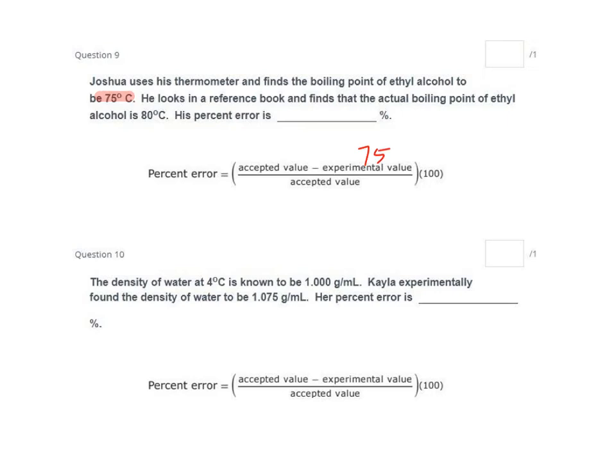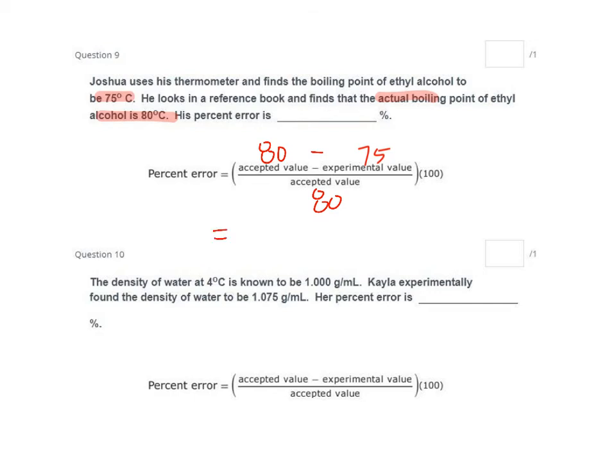75. So he looked up the actual boiling point, and he knows that the actual boiling point is 80 degrees. So that's the accepted value. That's the known value. So it's 80 minus 75, divided by the accepted value again, which you already determined was 80, and then times 100. I would type this into the calculator: 80 minus 75 first, and you should get 5, and then 5 divided by 80.